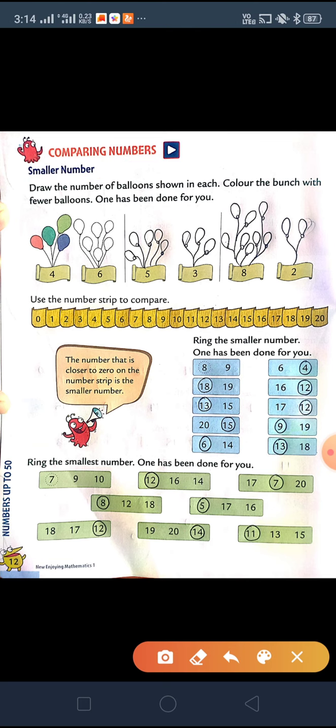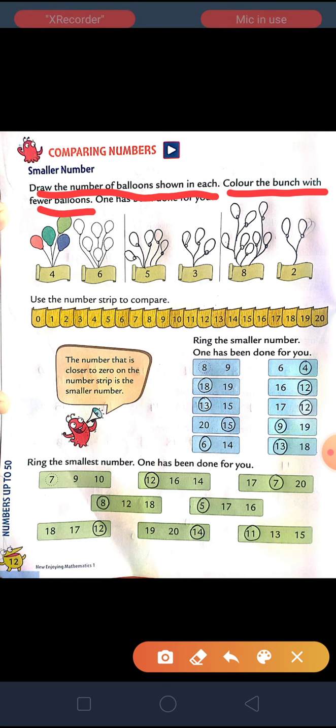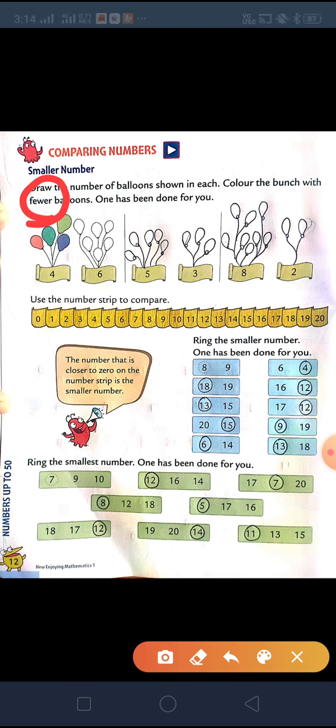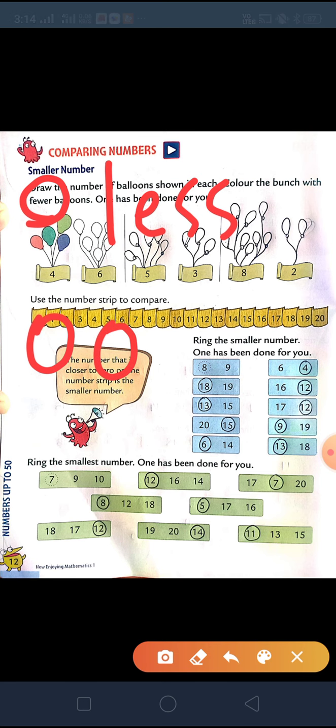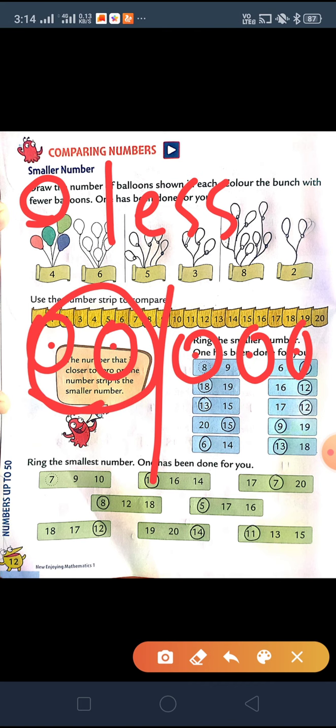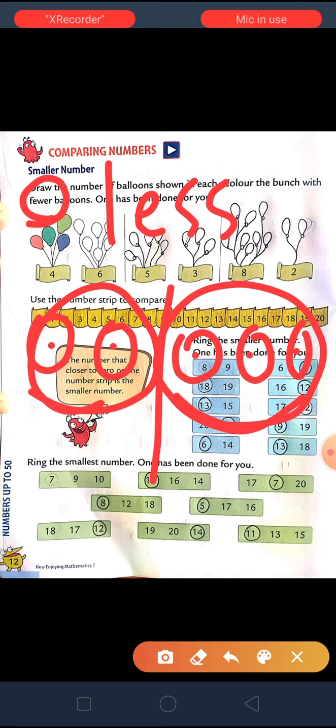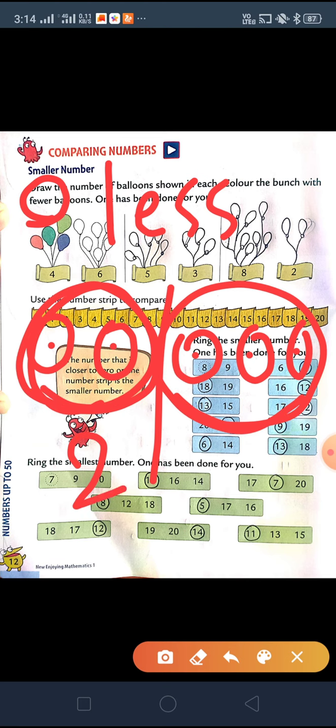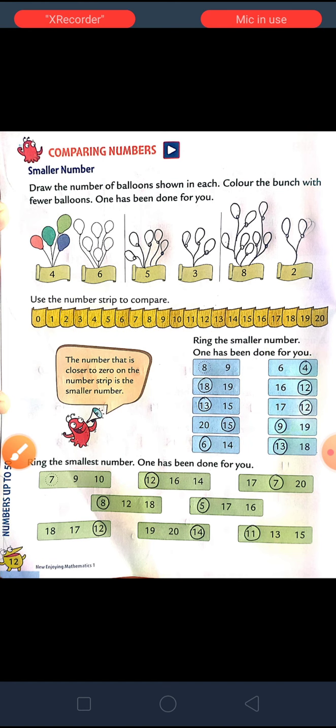So here they have asked us, draw the number of the balloons shown in each color, the bunch with fewer balloons. Now what is fewer? Fewer means less. Now if I give you 2 balls in one hand and 3 balls in the other hand, you can see that 2 balls are less than 3 balls. So here the smaller number will be 2, if you compare it with 3.